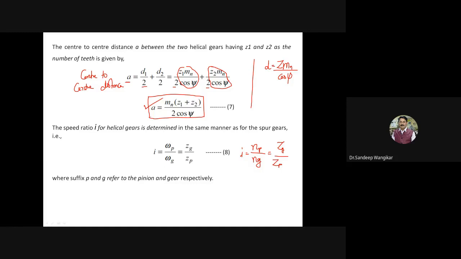Then the center to center distance between two helical gears, z1, z2, is nothing but the pitch circle radius of pinion plus pitch circle radius of gear. So d1 by 2 plus d2 by 2. We already have the relation d is equal to z mn divided by cos psi. I have substituted the values, and we arrived at the relation that the center to center distance is equal to mn into bracket z1 plus z2 divided by 2 cos of psi. And finally, i, the speed ratio, is given by np by ng or zg by zp. So these are the points.